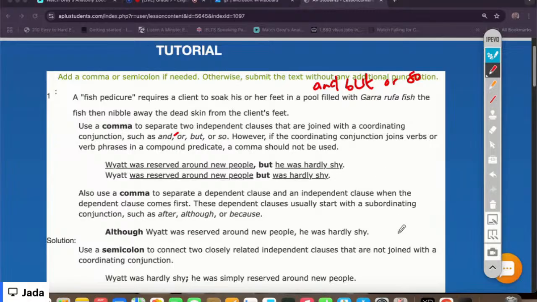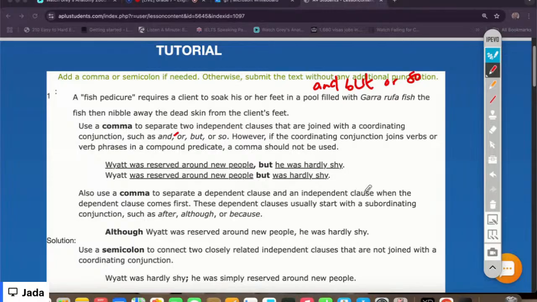However, if the coordinating conjunction joins verbs or verb phrases in a compound predicate, a comma should not be used. So: Wyatt was reserved around new people, but he was hardly shy. We have a comma in between the independent clauses and the coordinating conjunction. Wyatt was reserved around new people but was hardly shy. So if it's joined by a verb or verb phrase, compound predicates, you cannot add a comma.